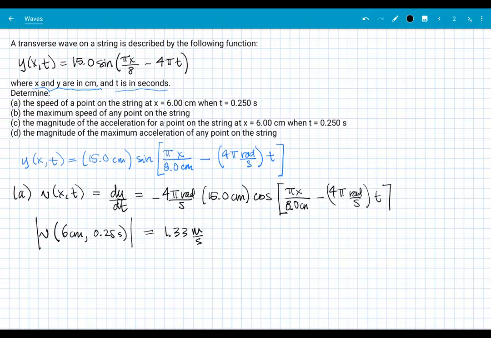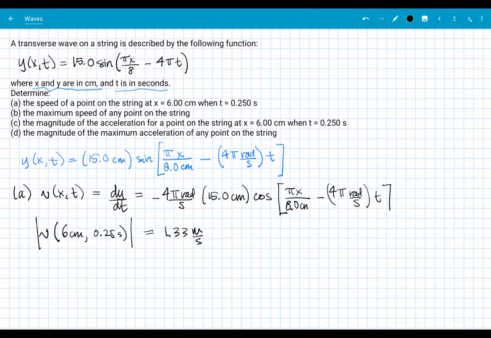If they just asked us, what's the speed at x equals 6? Well, that would still have to be a function, right? Because that is going to change over time. That particle is in simple harmonic motion. But because they're asking us for a particular point on the string at a particular time, what I expect there is one value. It will have only one speed at that point.